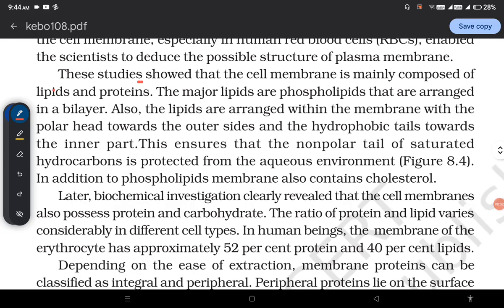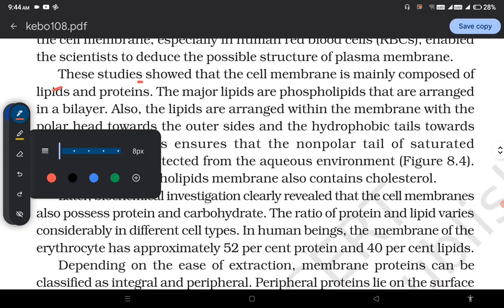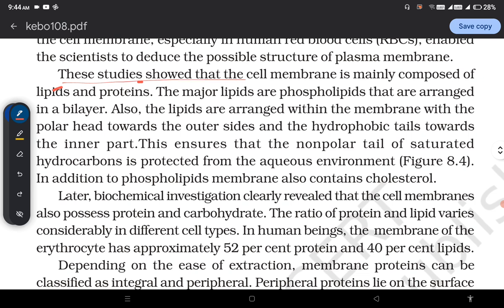These studies show that the cell membrane is mainly composed of lipids and protein. The scientists' studies revealed that the cell membrane is mainly composed of lipids and proteins. The major lipids are phospholipids that are arranged in a bilayer. In the plasma membrane, the major lipid is phospholipid that is arranged in a bilayer.